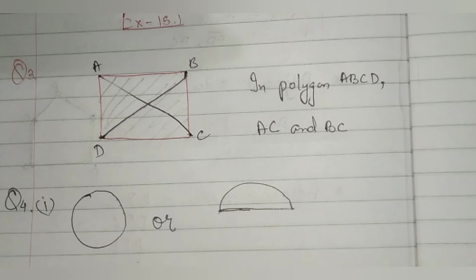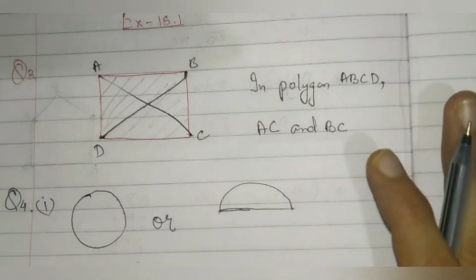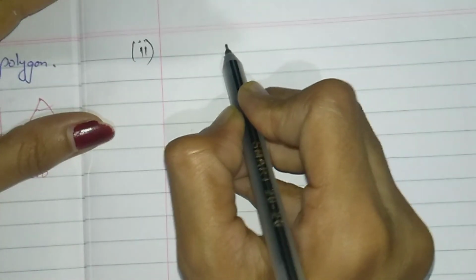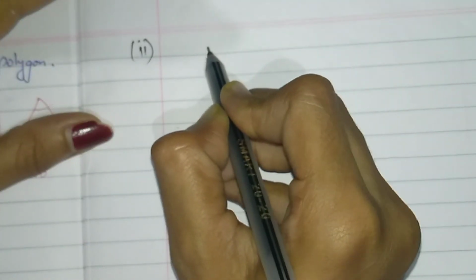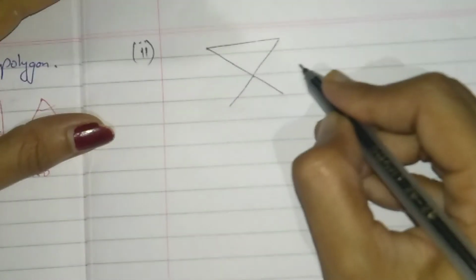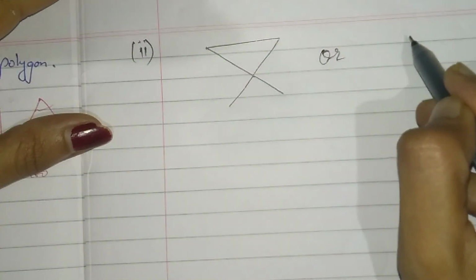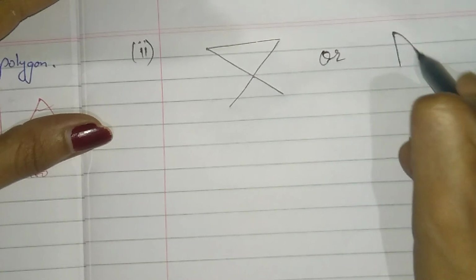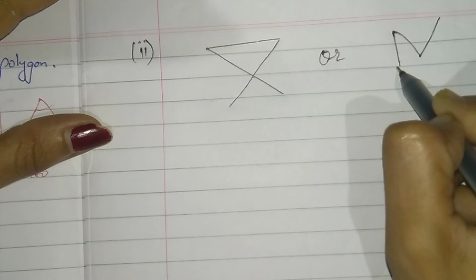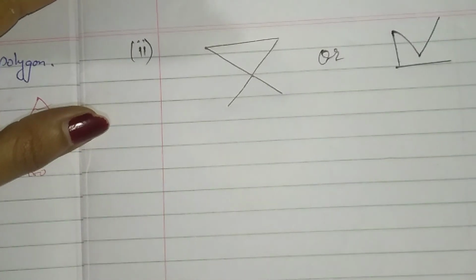Now the second one is an open curve made up entirely of line segments. We have to use line segments and draw an open curve. So what can we draw? Like this way. Right? This is an open curve. We are using line segments. Same way, or anything else. This is also made of line segments.